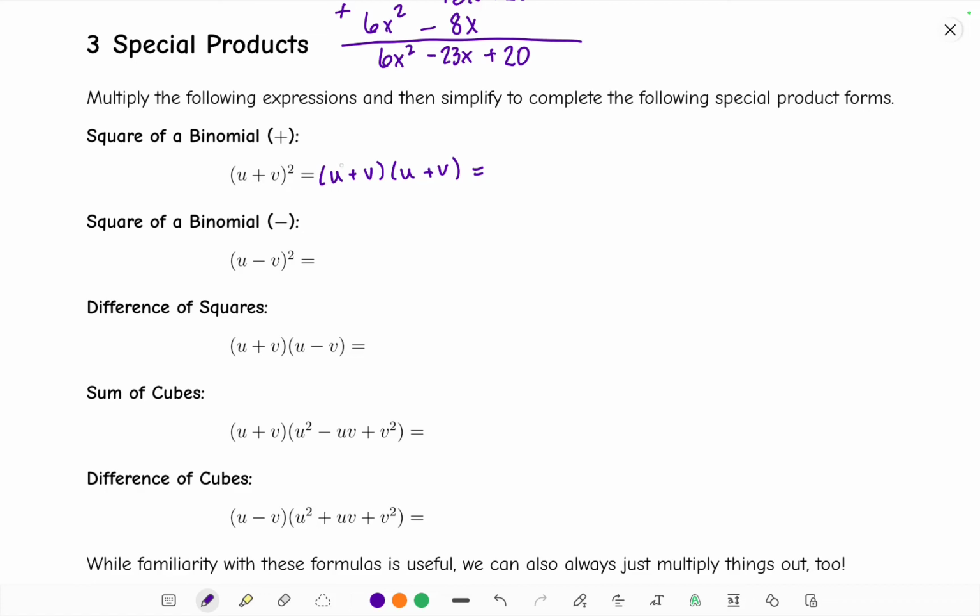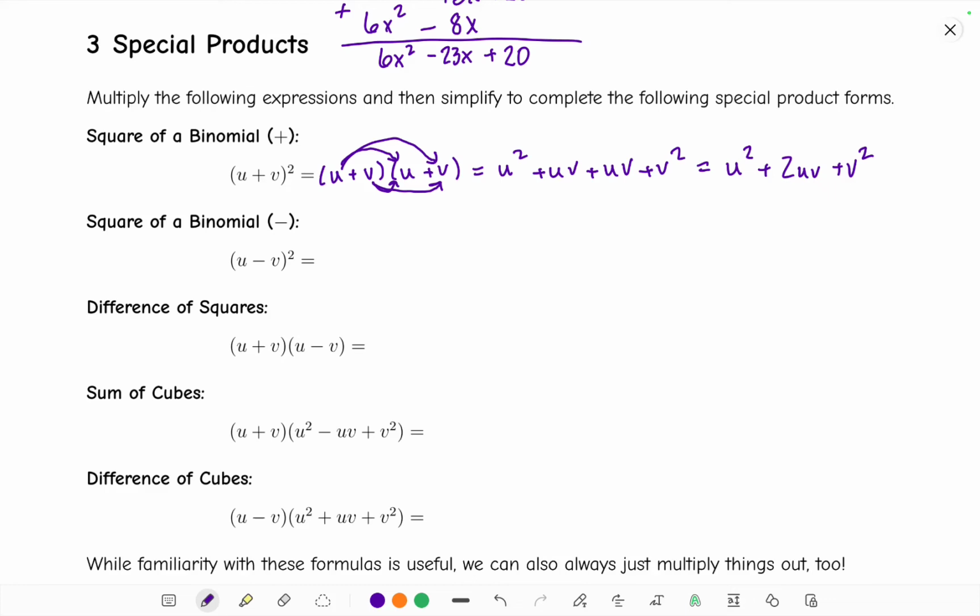And then we distribute this. So u times u is u squared. U times v is uv. V times u is also uv. And v times v is v squared. Then combining like terms, we get u squared plus 2uv plus v squared. So in other words, this square of a binomial, you can think of it as squaring the first term plus double the product of the two terms plus squaring the last term.